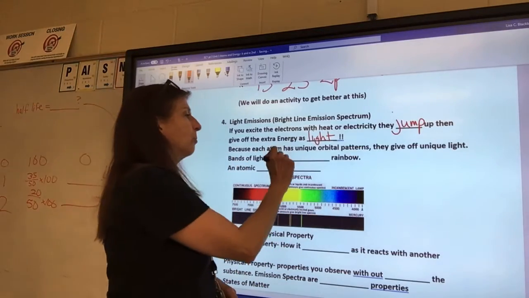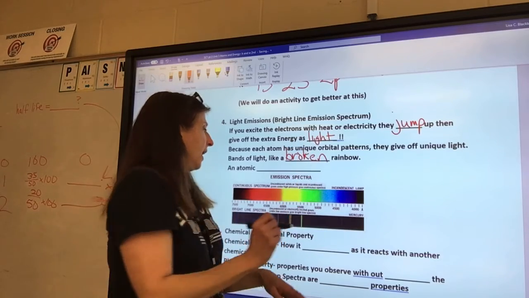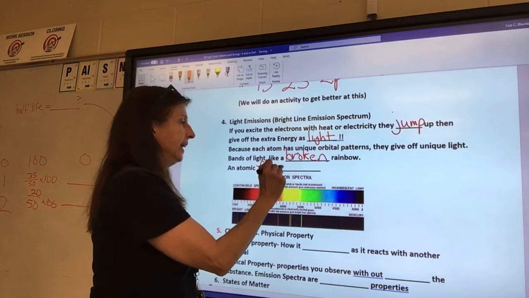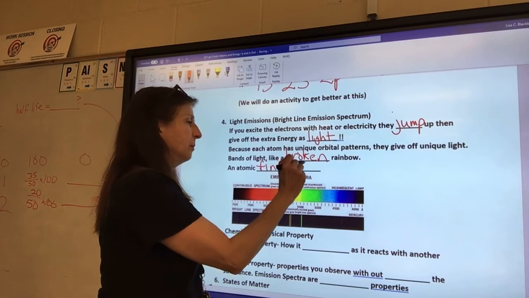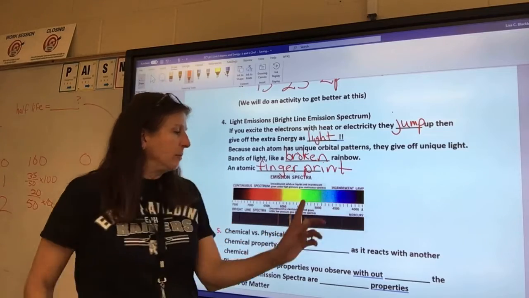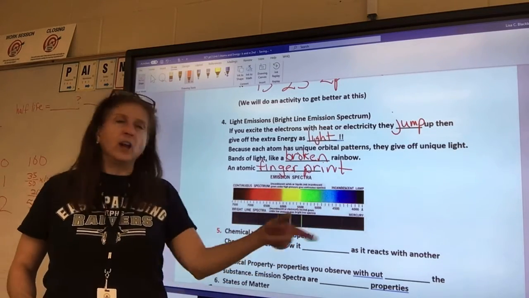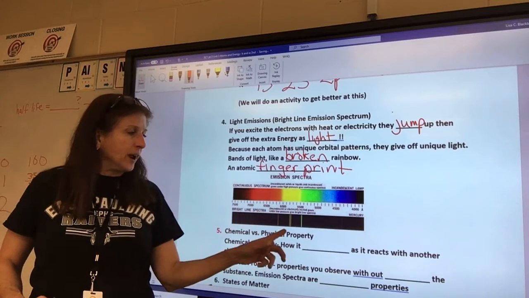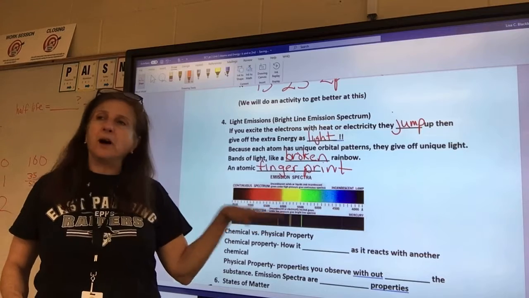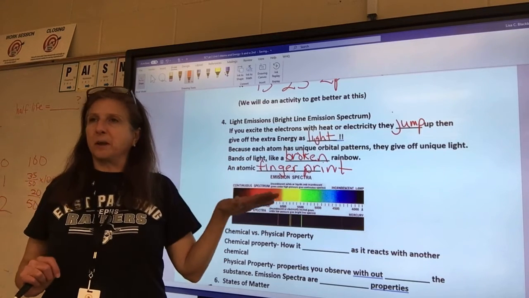Bands of light like a broken rainbow. It is an atomic fingerprint. And he even said those words, if you remember it. Each atom, we can tell what it is by looking at its rainbow it gives off, and we know which one it is because those bands of light, called an emission spectrum, correspond to only one atom, and we can identify atoms by their rainbows.